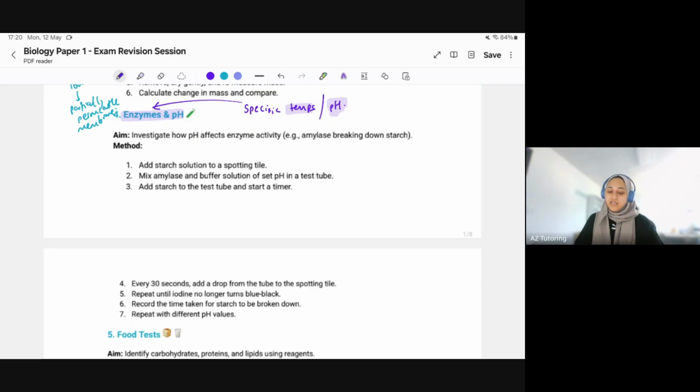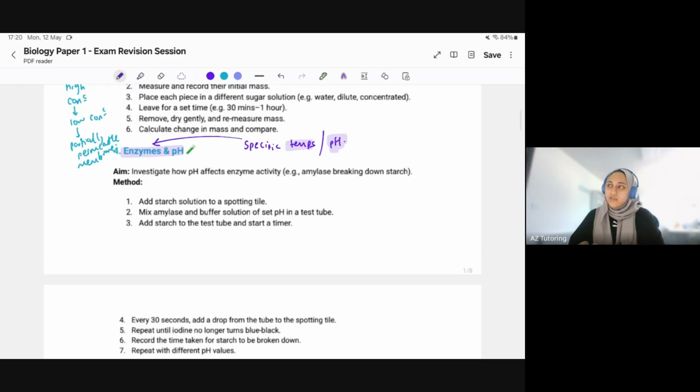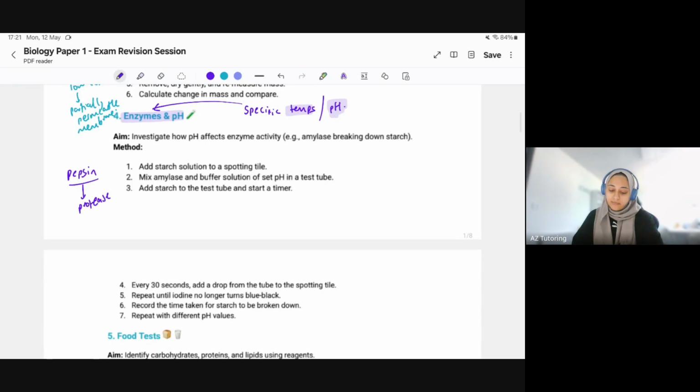For example, amylase breaking down starch, but the question that they'll give you will be unseen, but it's the same idea, really. In a previous exam question, they gave the example of pepsin, which is an enzyme you've probably never seen before, but they tell you in the question it is a protease that's found in the stomach. So if you do end up seeing an enzyme that you've never seen before in the exam, just still think of the same practical. Don't get put off by a different name.